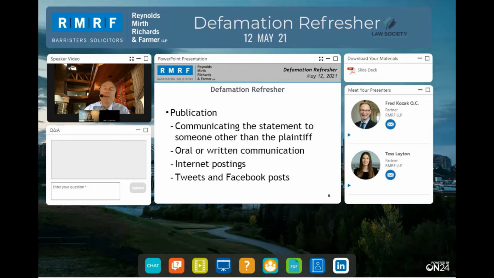Publication, as you all know, can be oral or written. Both are considered to be defamation. No differences really in the ultimate outcome there. But it can also be a tweet or a posting on Facebook or a blog posting.